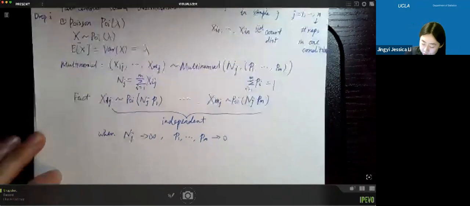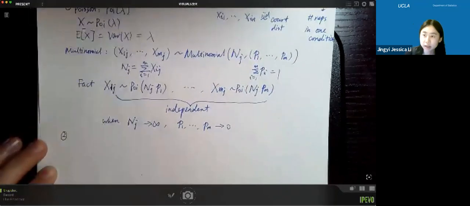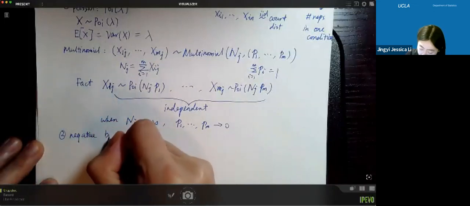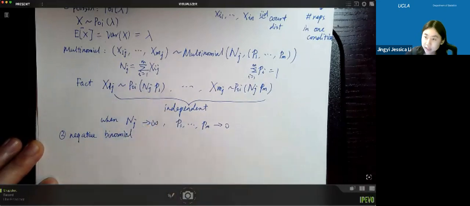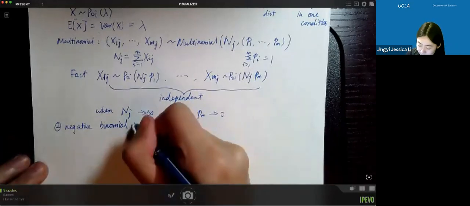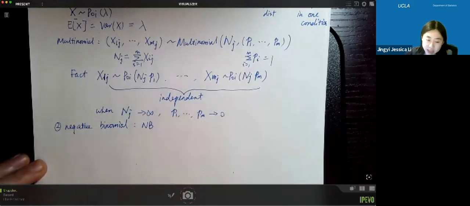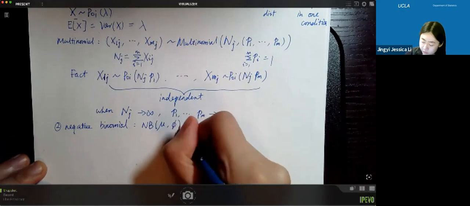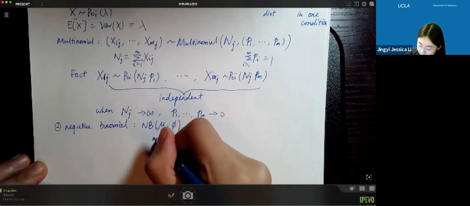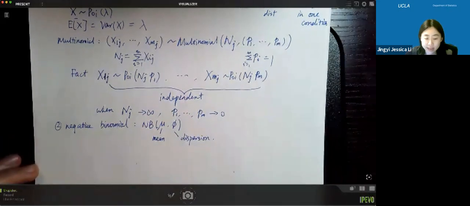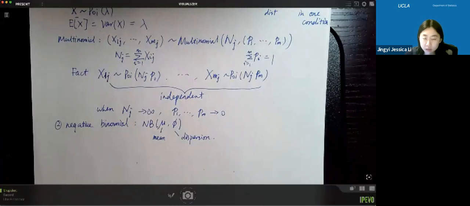So what we are going to introduce as our focus here is the negative binomial distribution. The negative binomial can be considered as a generalization of Poisson by allowing the variance to be greater than the mean. So this one will have two parameters. We can call them mu and phi. This is the mean, and this is the dispersion for NB.